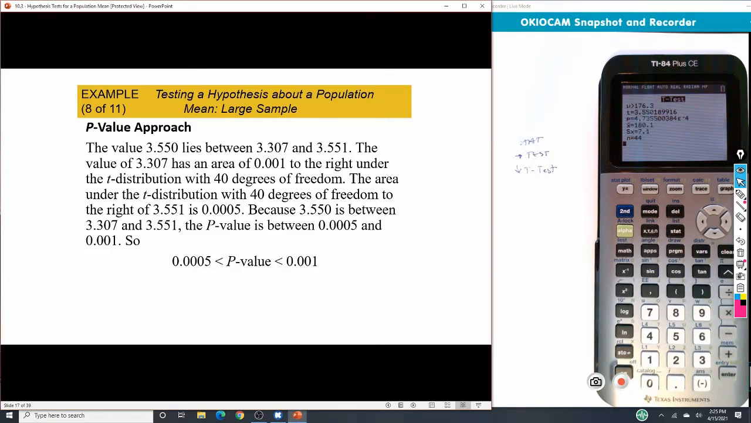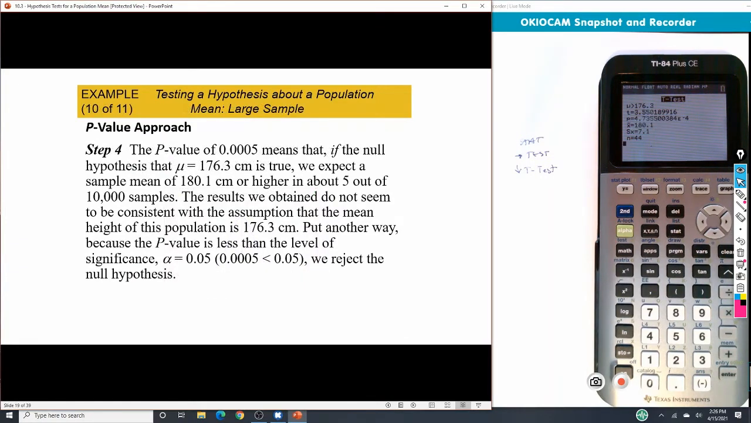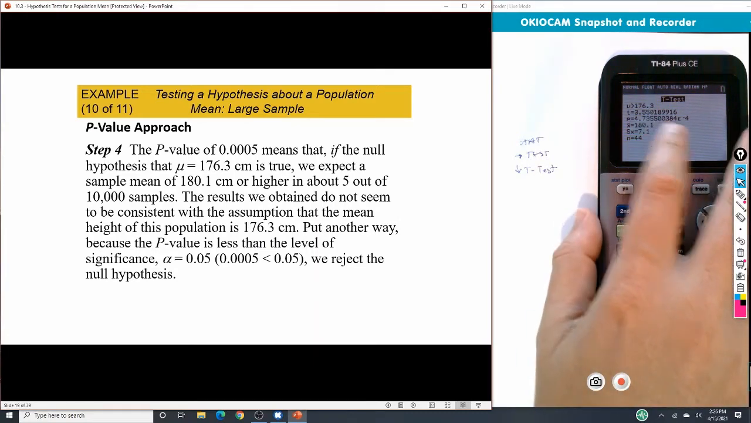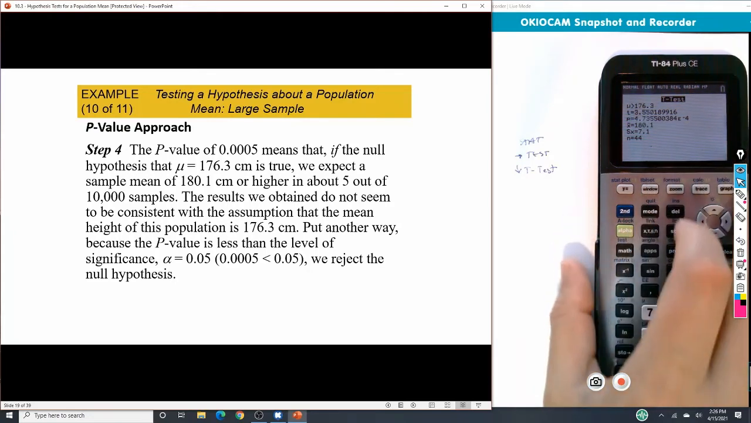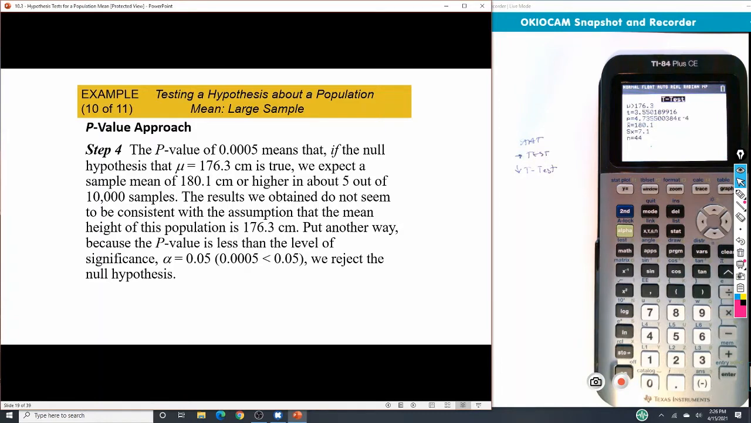Either way, it's a very small number, whether we need to type it in or know it's between those values on that. And it's less than 0.05. Therefore, we can reject our null hypothesis. Okay, so make sure that when you are looking at these numbers, check and make sure there's not an E down at the end there, because if there is, that's going to change where that value is on those pieces. Okay.